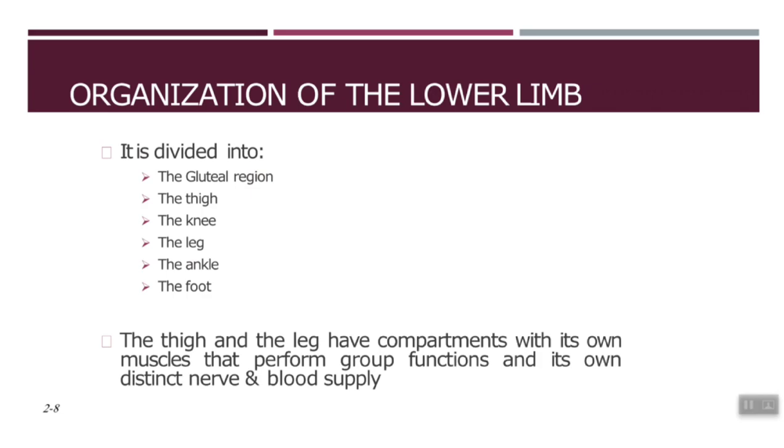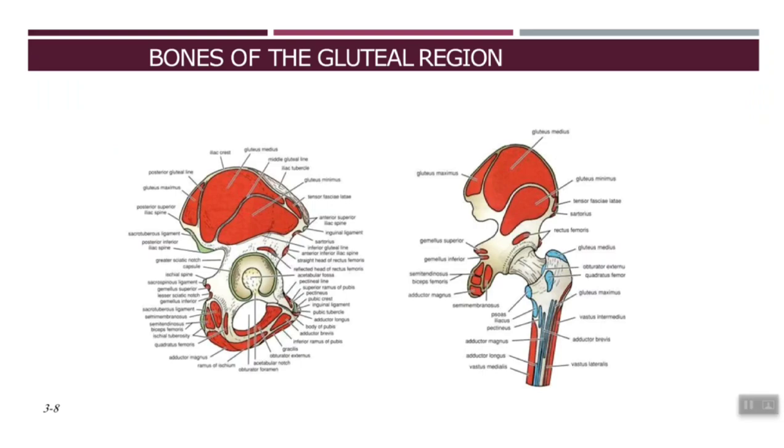First of all, I will start with the organization of the lower limb. As you know, the lower limb is divided into six regions: the gluteal, the thigh, the knee, the leg, the ankle, and the foot. The thigh and leg have compartments with their own muscles that perform group functions and their own distinct nerve and blood supply.